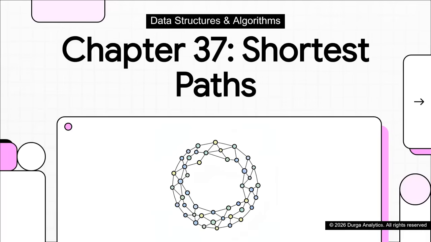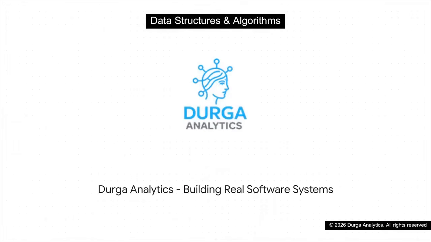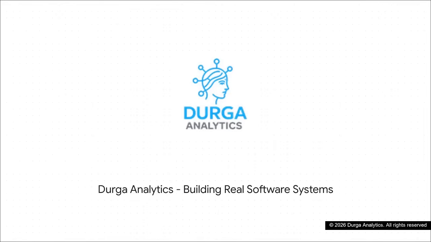Welcome back to our engineering journey. Today, we're tackling a problem that's literally at the heart of almost every real-world system you'll ever build: routing. We are in Chapter 37, and it's all about shortest paths. I'm your host, a principal software engineer right here at Durga Analytics.